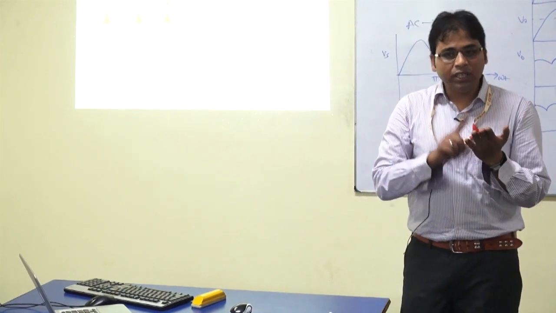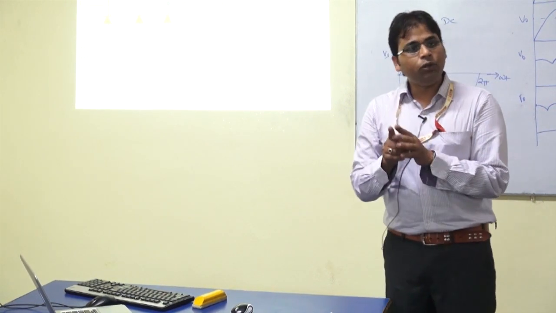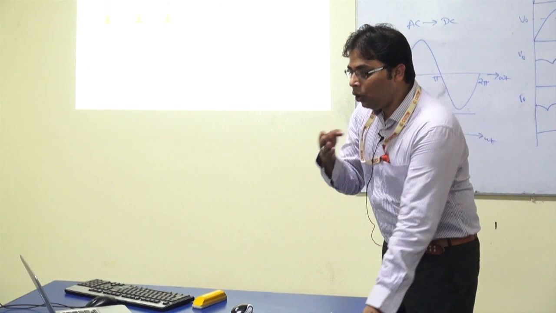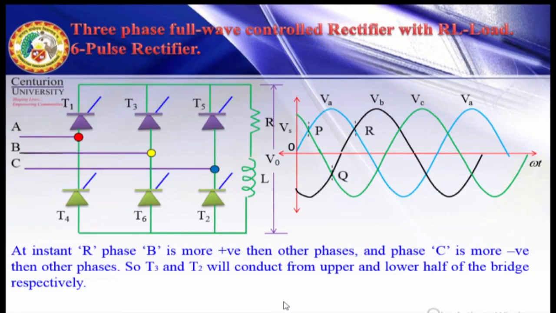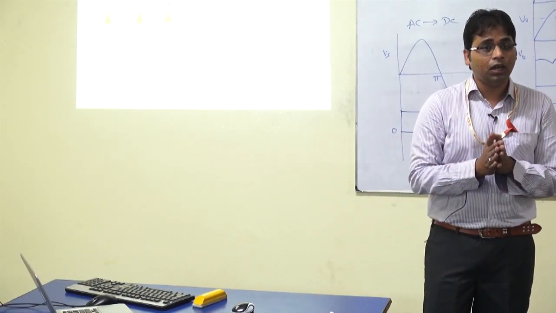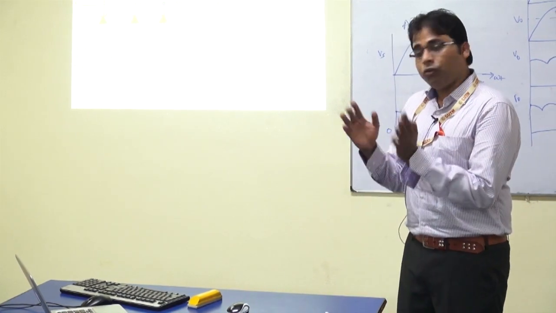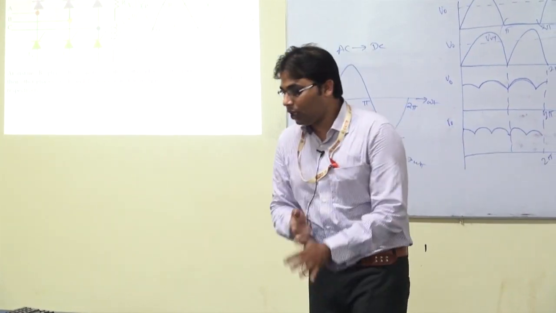From instant Q, T2 is conducting, and T6 is commutated at instant Q. So T2 will continue its conduction from Q up to R, then beyond R also. So now the current will flow in this direction: B, T3, resistance, inductance, next T2 and back to C. This is all about the circuit operation, how the circuit operates. After that, we will discuss the output voltage waveforms.